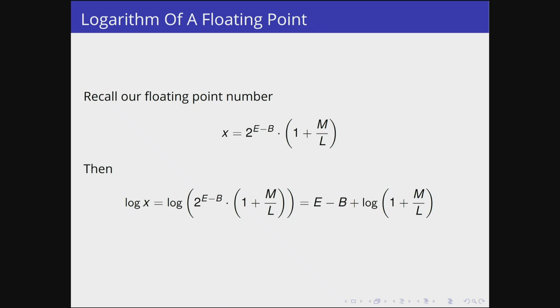Okay, now we are going to talk about what happens if we take the logarithm of a floating point. So if we have our floating point, we can try to take the logarithm and apply some logarithm rules. And we get that the logarithm of x is the exponent minus the bias, because we can just take them out, plus the logarithm of 1 plus the mantissa over L. But now we got a bit stuck. So we want to also see what we can do with the logarithm of the mantissa.